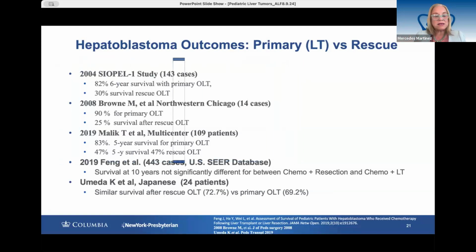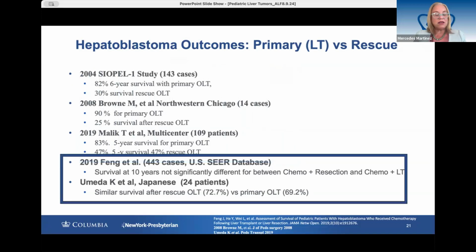But don't go that fast. We have the counterpart here. These are almost 500 patients in these two reports that demonstrated, or at least revealed, that the long-term outcome of patients with primary or rescue liver transplant is similar. Then the jury is still out. We don't have an answer for this, but it's something for you to think about.